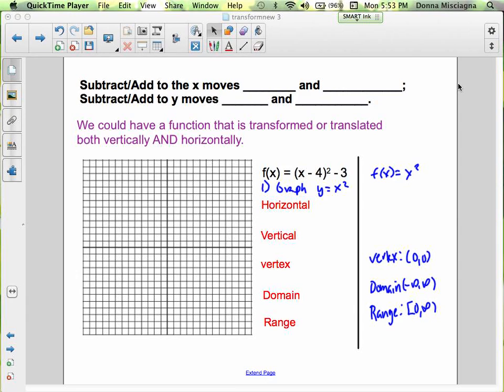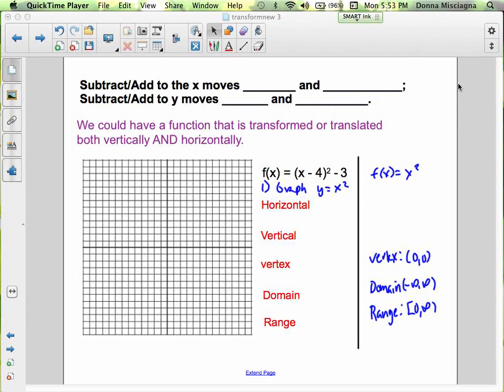Welcome! In this lesson, we're going to be combining vertical and horizontal translations into one graph, right? So we're going to both translate vertically and horizontally the parent graph, y equals x squared.